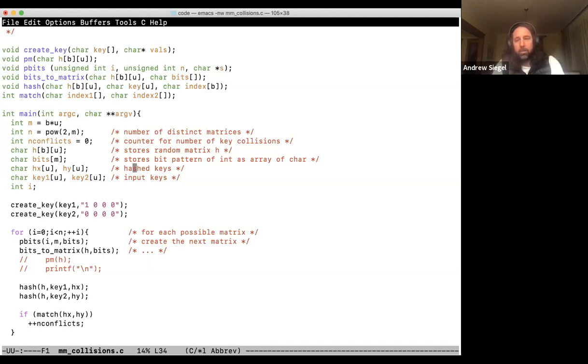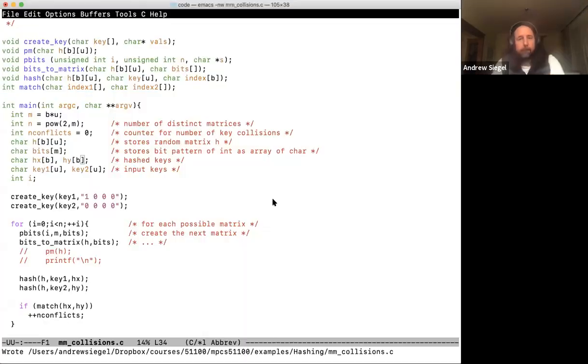HX and HU are my hash values of my keys, and they're arrays of size U, because, let's see if I did that right. It doesn't have to be size U. Okay, so I fixed that. The hashed keys only need to be of size B, they don't need to be of size U. But the input keys are of size U. Yeah, that's right, because you're squeezing 4-bit keys into a 3-bit table.